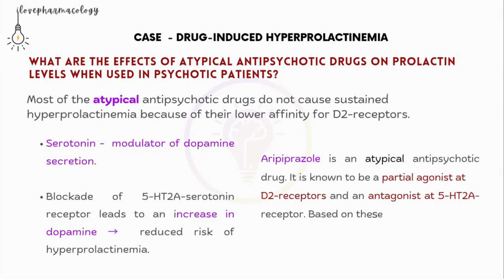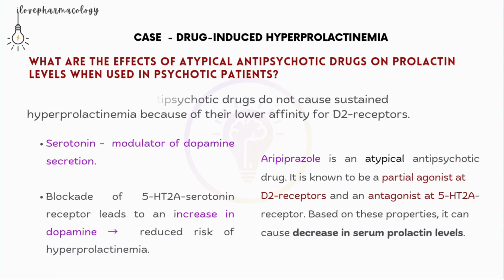So aripiprazole is an atypical antipsychotic which acts by a partial agonistic activity at D2 receptors and they have got antagonistic activity on the 5-HT2A receptors. So basically aripiprazole will decrease the serum prolactin levels. So what is the mechanism that you need to remember? So atypical antipsychotics, by acting on 5-HT2A serotonin receptor, block those serotonin receptors, thereby they increase dopamine levels. As you know that increase in dopamine levels will decrease the release of the prolactin.